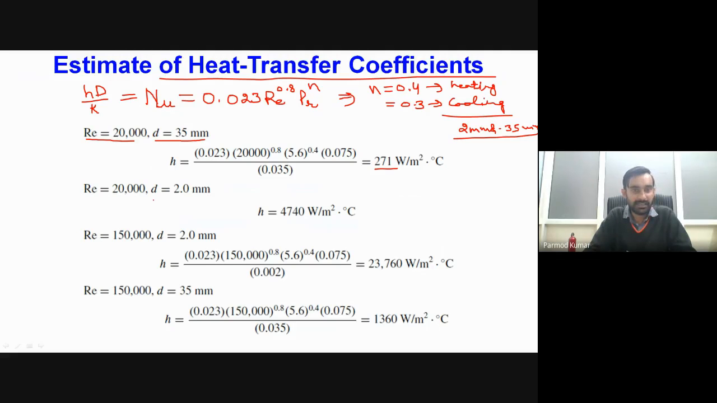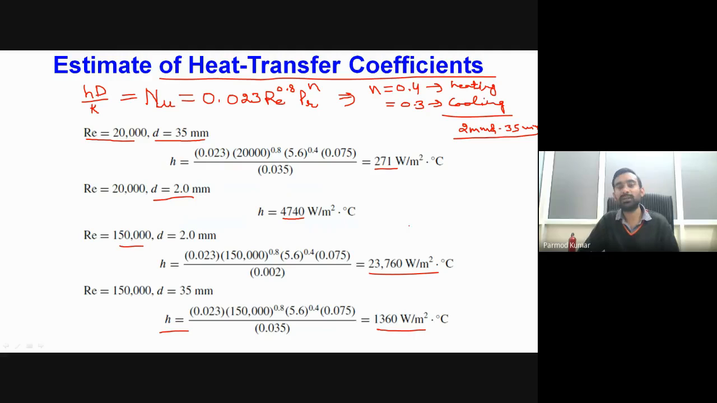Initially, for a Reynolds number of 20,000 and pipe diameter of 35 mm, the heat transfer coefficient comes to around 271 watt per meter square degree Celsius. If I consider the same Reynolds number and take the lowest pipe diameter, the value comes to around 4740 watt per meter square degree Celsius. Similarly, I have obtained the corresponding heat transfer coefficients for a Reynolds number of 1,50,000 and the two different pipe diameters.